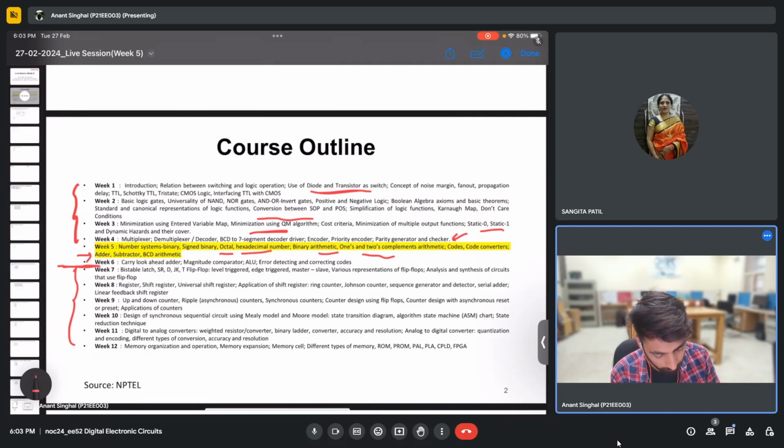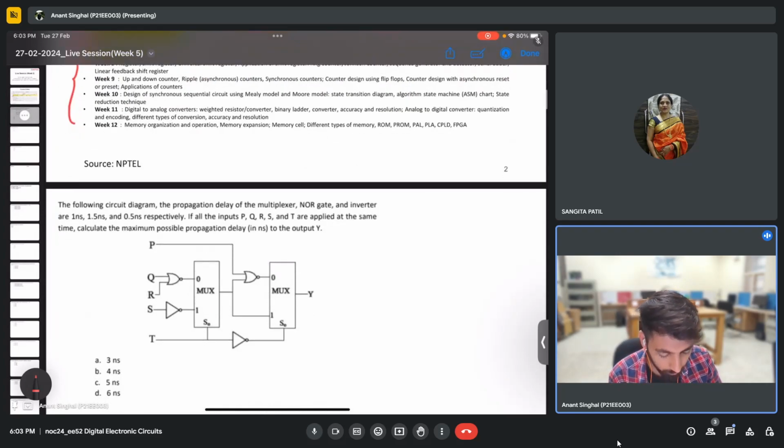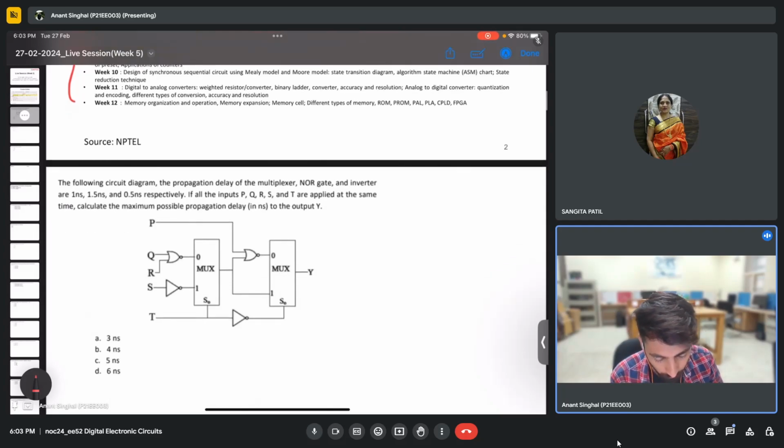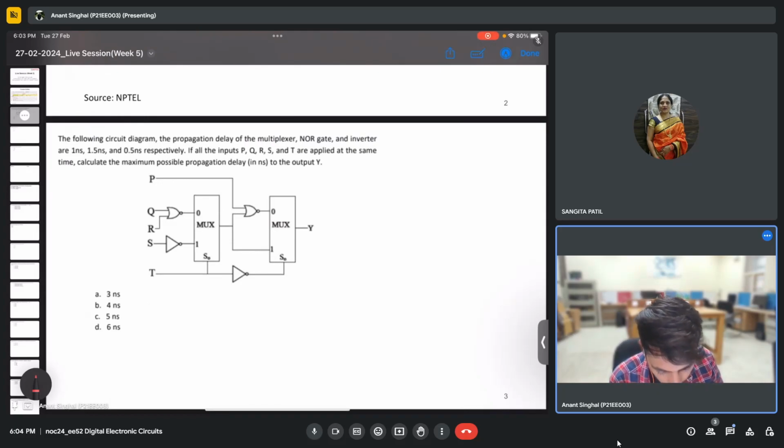So let's start. Before starting, there was a question in the previous week's assignment, I guess, for the multiplexer problem, which was quite good, and I did not get the time to solve this particular question. So I will be solving this question once, and after that we'll be starting with this week's topic. So let's start with this question only. It is, I guess, given in the assignment problem also.